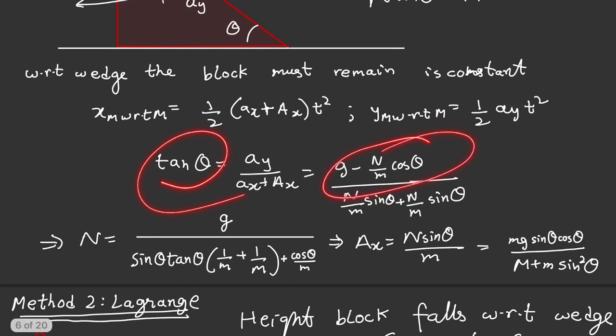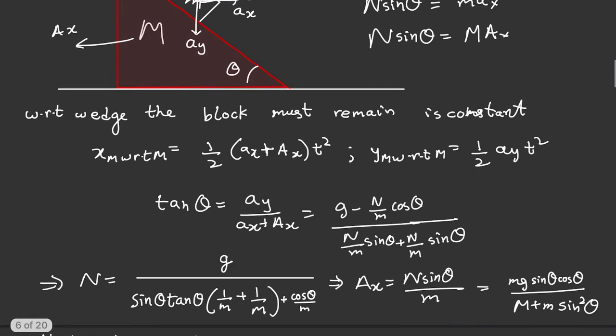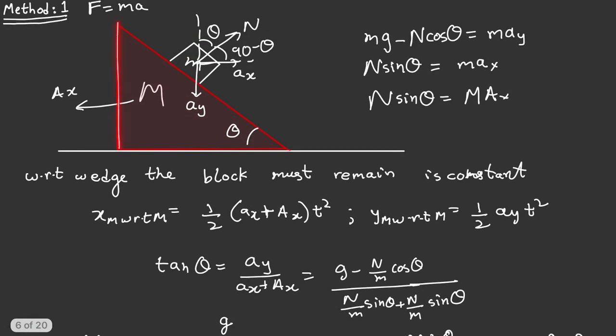Now tan theta is nothing but g minus N by m cos theta, divided by N by m sin theta plus N by capital M sin theta. Now you solve this, you get N, and then from that you just get the acceleration of the wedge. So from the first look, it looks easy, but as you can see, thinking from the frame of the block, it is a bit inconvenient.